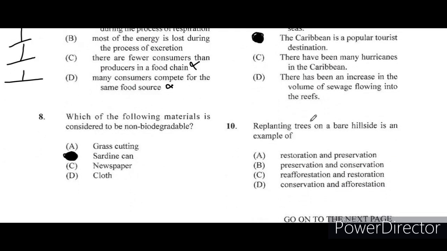Number 10 says, replanting trees on a bare hillside is an example of reforestation and restoration.